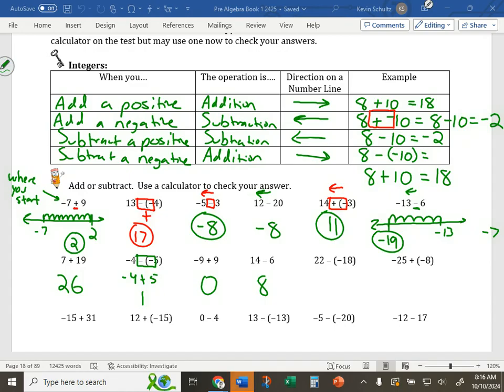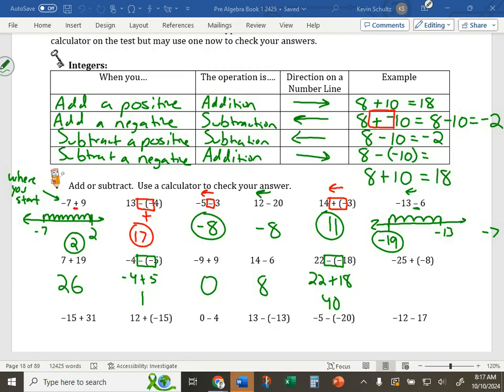22 minus negative 18. We have that minus negative, the opposite of subtraction, so the operation in between these numbers is actually addition, right? So 22 plus 18, Madeline? 40 is correct. You got 4. You subtracted 18 instead of subtracting negative 18, which is actually addition.